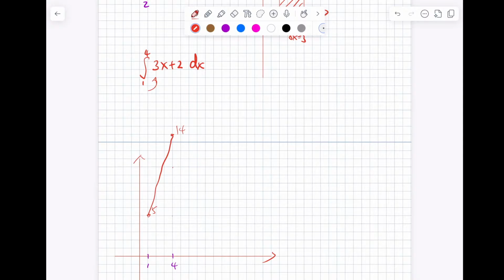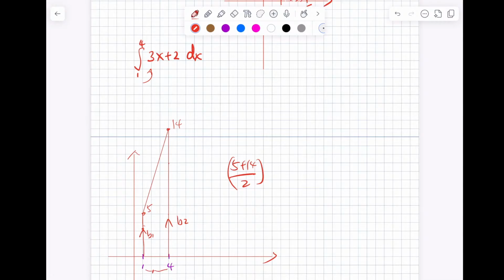And so this is a trapezoid. It's not a rectangle plus a triangle. You have to use the trapezoid rule. Basically, this is the parallel line, so this is base 1 and this is base 2. It's going to be 5 plus 14 divided by 2 times the height. Height is the difference between 1 and 4, so it's 3. Roughly that's equal to 19 over 2 times 3. So that's equal to 57 over 2.